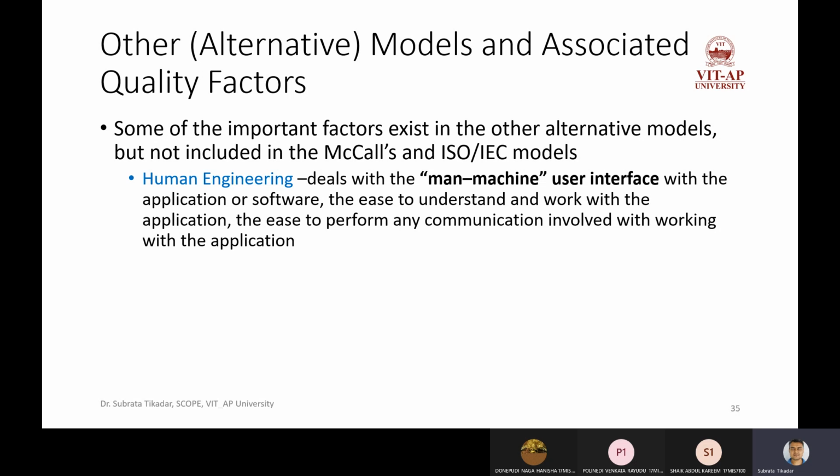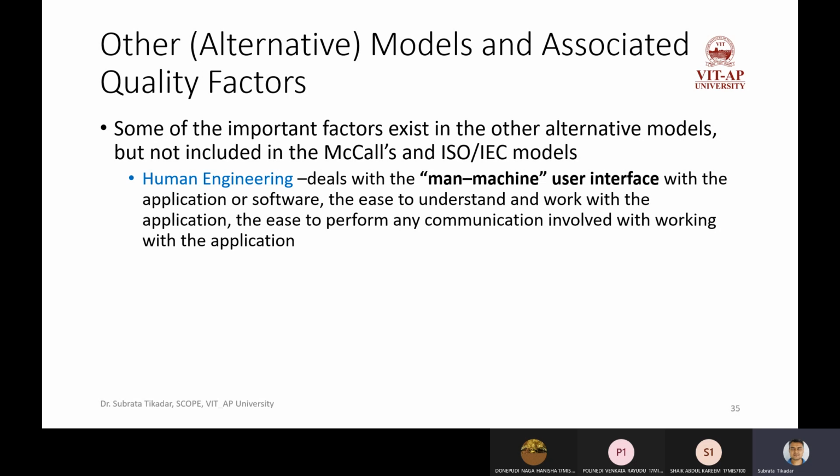Then human engineering, which deals with the man-machine user interface with the application of software, the ease to understand and work with the application, the ease to perform and the communication involved with working with the applications. This man-machine interface is very much important. This man-machine interface or user interface is now termed as HCI, human-computer interaction. That is itself one of the hottest research and study areas in present days.